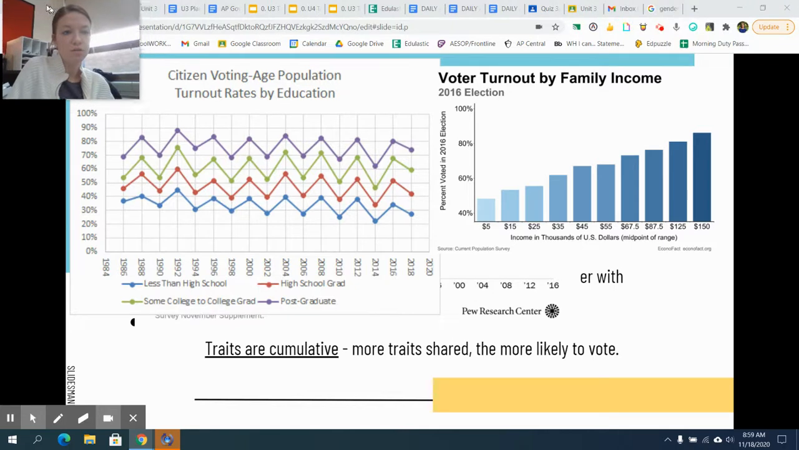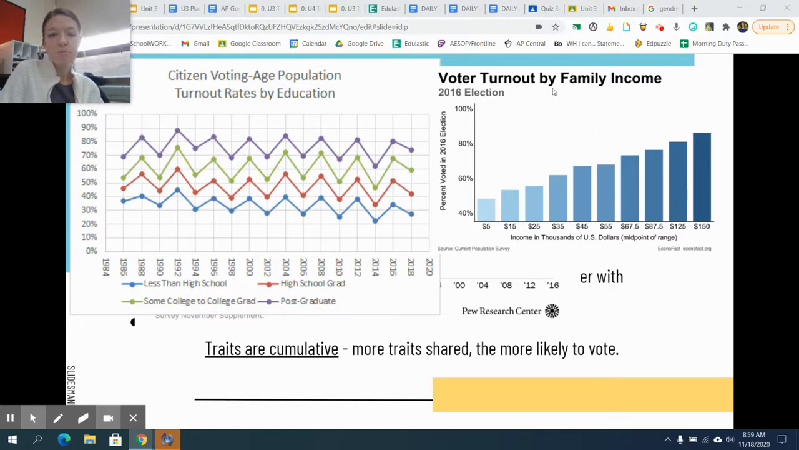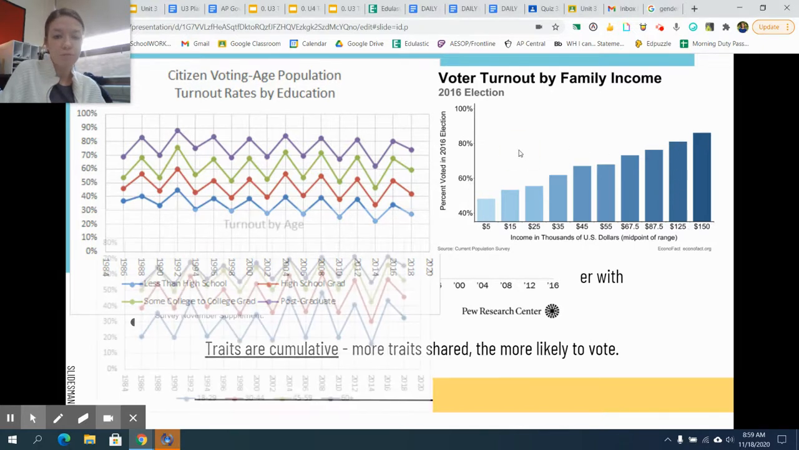And then, that is the same when it comes to income, right? Because the more education you have, the more likely you make more money. So, as we see in this graph, family income, as we get up into the hundreds of thousands, the 6 figures, that becomes an astronomically high voter turnout percentage.